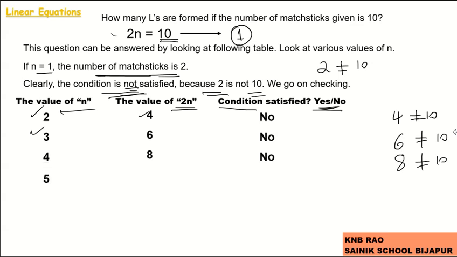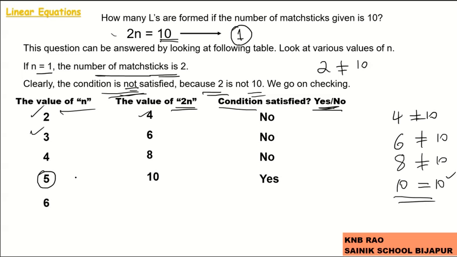If n equals 5, then the 2n value is 10. Here the value of 2n is equal to 10, that means this condition is getting satisfied. That means our condition is satisfied, resulting in the value of n as 5.